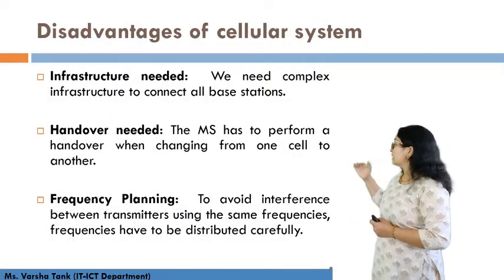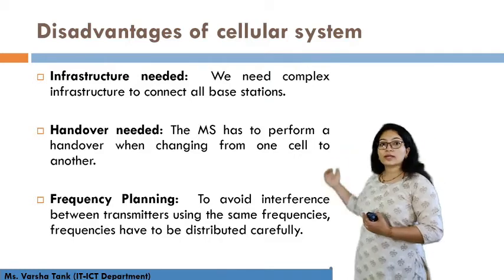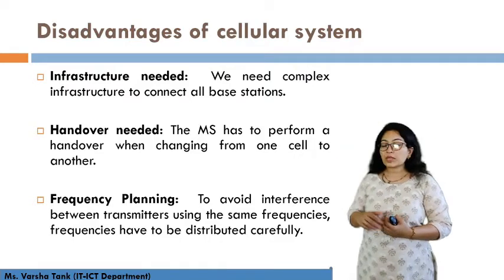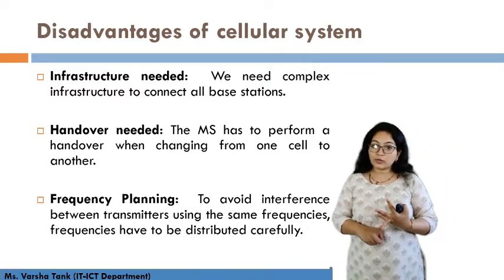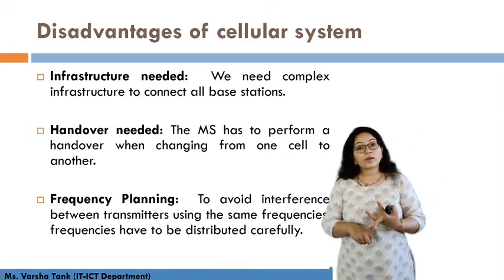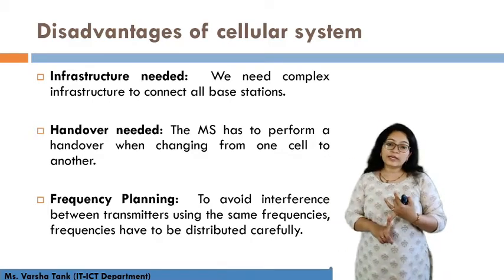Now, what are the disadvantages of the cellular system? Here you can see these are the three disadvantages of the cellular system. Which are? First is infrastructure needed. Second is handover needed. And third one is frequency planning. As the name suggests, infrastructure needed.